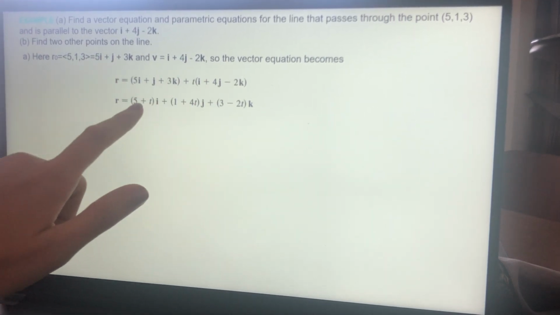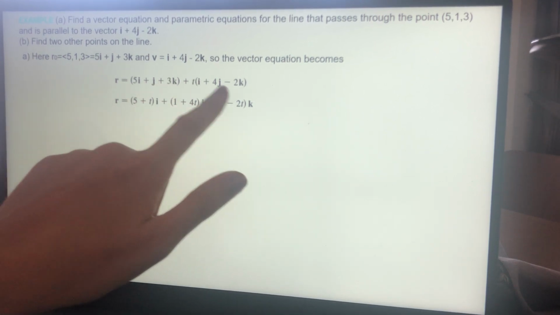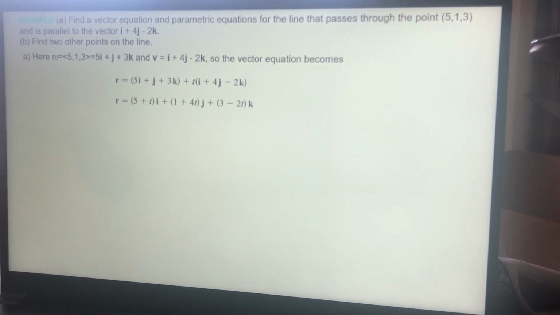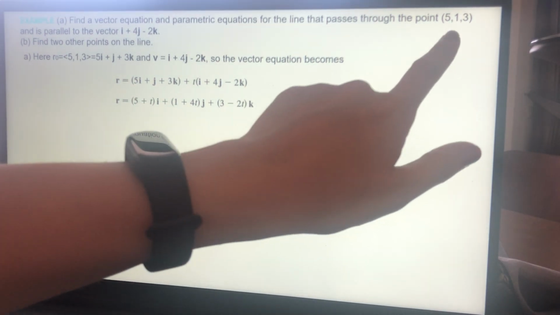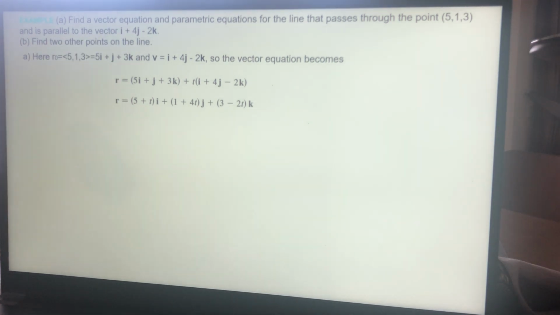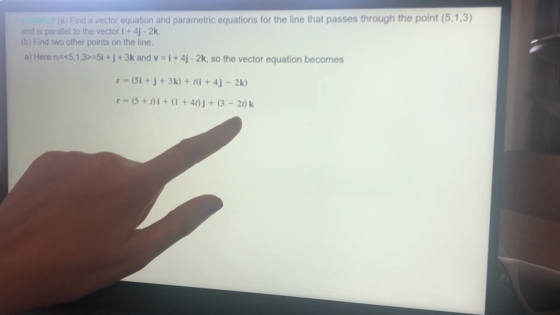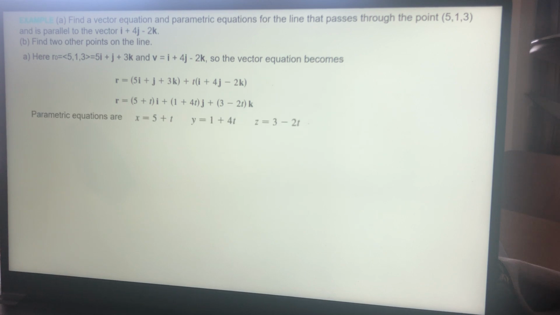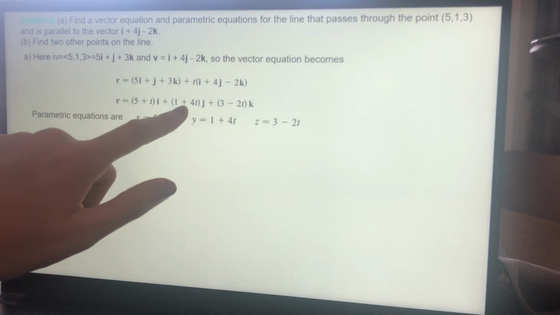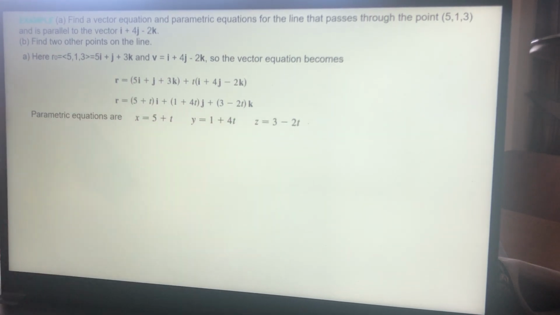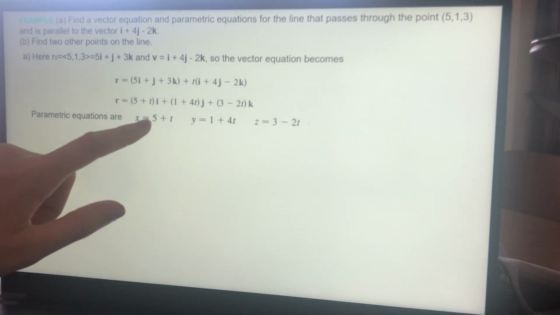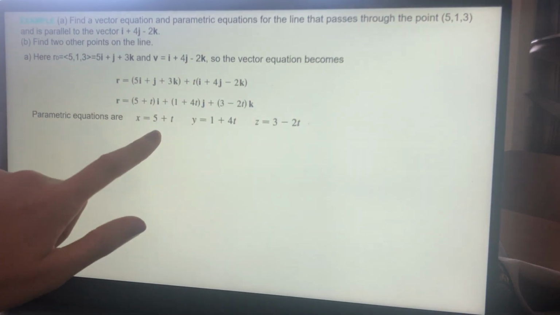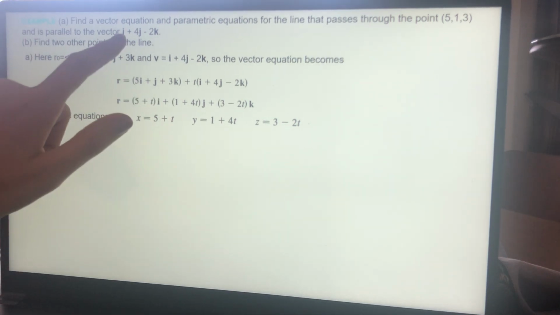If you combine the i terms together, j terms together, k terms together, you can see the vector equation of a line that passes through this point and whose direction is that vector. To write the parametric equation, this is your x term, this is your y term, this is your z term. It's easy. What you need to do is x equals 5 plus t, y equals 1 plus 4t, z equals 3 minus 2t. Remember that x equals x0, 5, plus t times a, 1 times t.